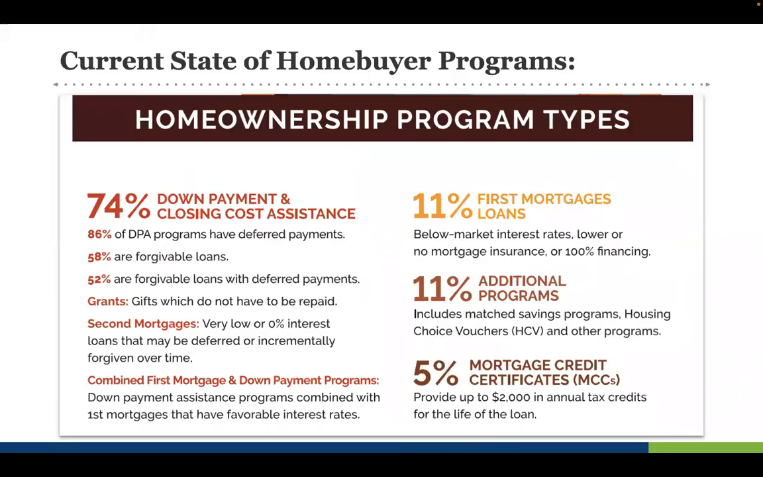So what's going on with those down payment programs? Across the country, there are roughly 2,300 some programs. 74% of those are some form of down payment or closing cost assistance. That is by far the vast majority of homeownership programs out there. Of those, many offer deferred payments. Still, many offer forgivability. Some are even grants at closing that don't have to be repaid. And then, of course, you have some that are monthly repayable second mortgages.